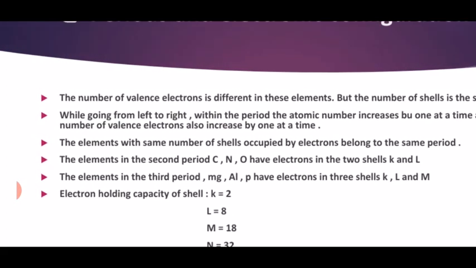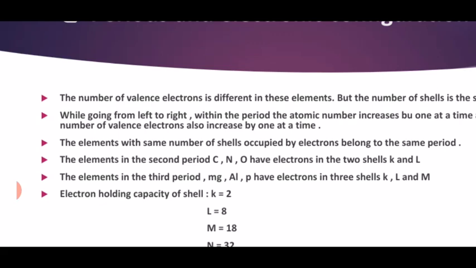Two shells means what? The first shell is known as the K shell and the second is known as the L shell. So the second period elements, carbon, nitrogen and oxygen, have electrons in two shells, that is K and L. Now the elements in the third period: magnesium, aluminum, phosphorus have electrons in three shells. That means in three shells K, L and M.